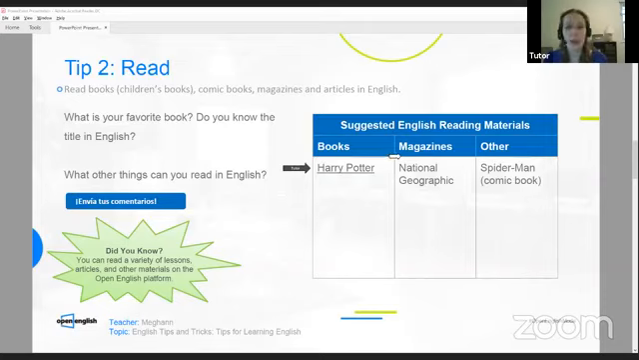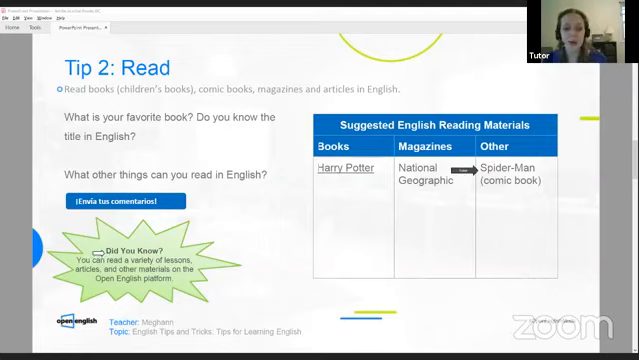You can also read magazine articles. For example, National Geographic has many articles with beautiful pictures on some specific topics. You can practice reading other materials like comic books. Maybe you like the Avengers movies and superhero movies. You can read Spider-Man for extra vocabulary.